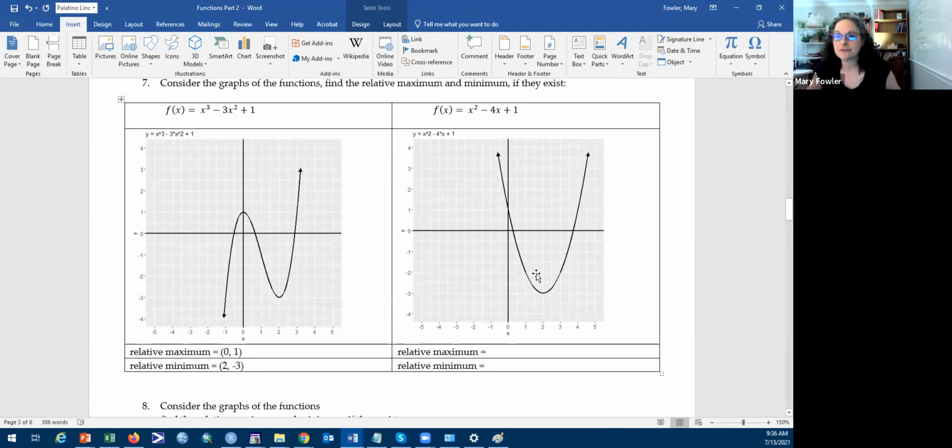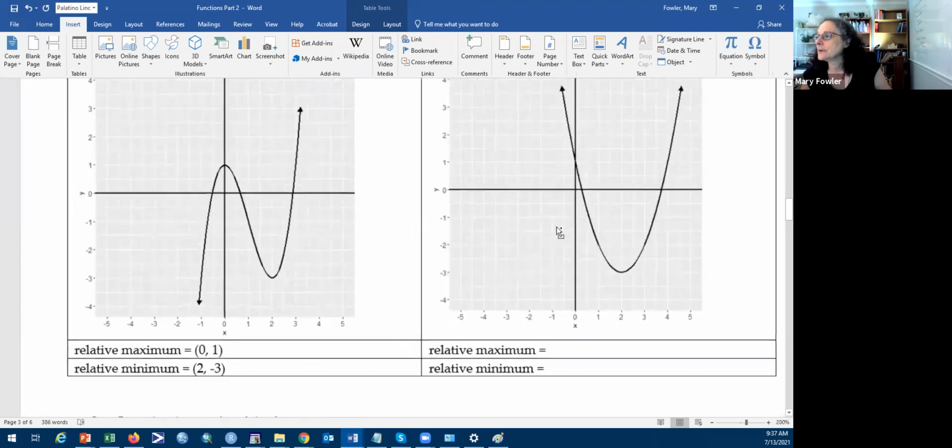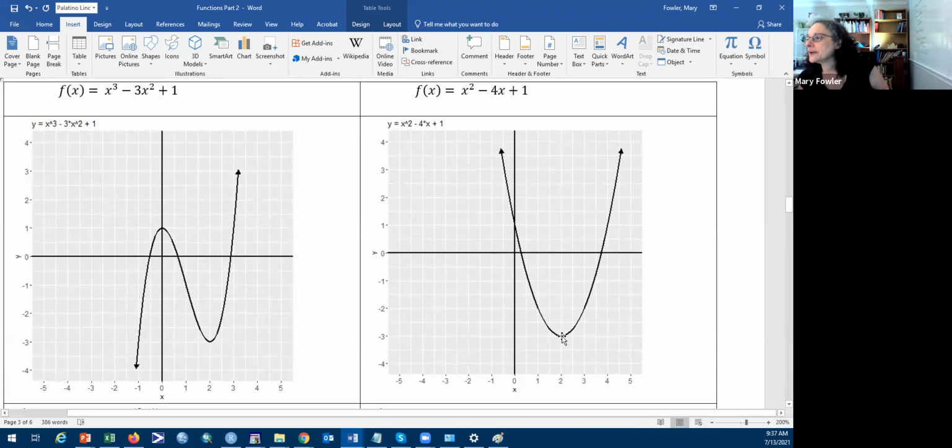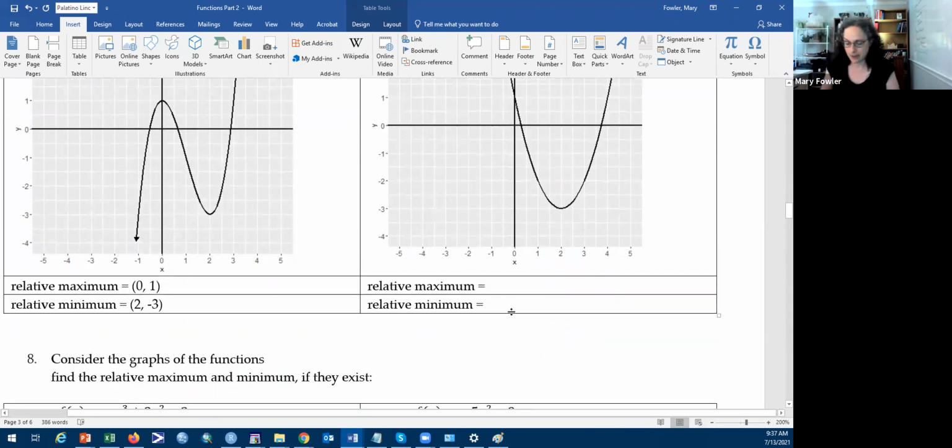So here's another function. On this function, it looks like only one relative extremum. In this case, this point right here, this is a quadratic, x squared minus 4x plus 1. And we see right over here, there is a relative minimum. It occurs when x equals 2, y equals minus 3. So let's go ahead and pop that in there. When x equals 2, y is minus 3.